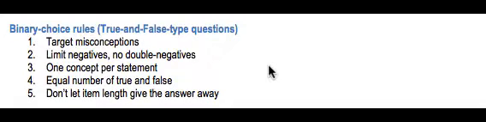Okay, binary choice rules. These can be true and false. They can also be extended into not just binary or two choices, but also 3, 4, 5. The only difference between that and multiple choice is that the options stay the same.